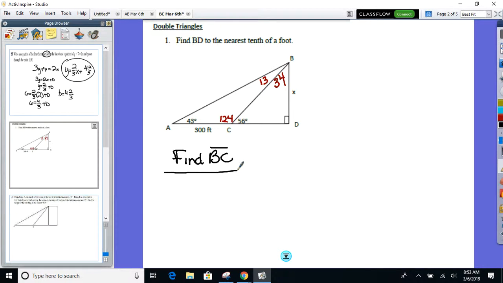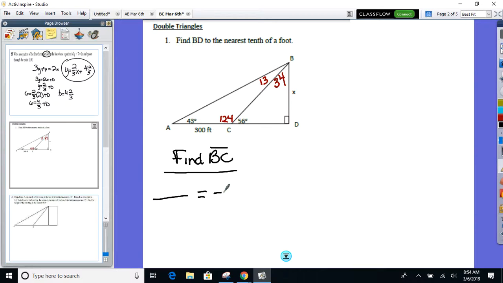Okay, find BC. How do you want it? Well, if you're going to find BC, there's no way you can use sine, cosine, tangent from SOHCAHTOA. Why not? Why, Maggie? Why? Good. It's not a right triangle. Nope, so I'm going to have to use probably law of sines here. All right, set it up for me then.